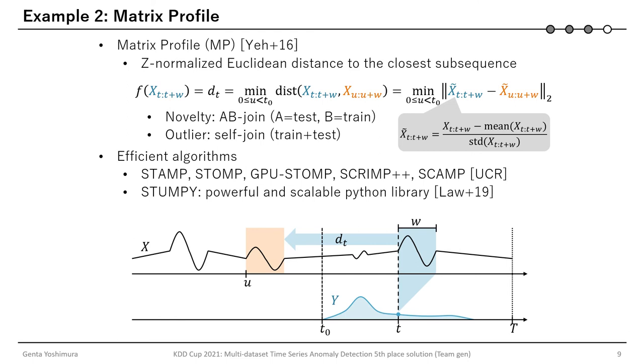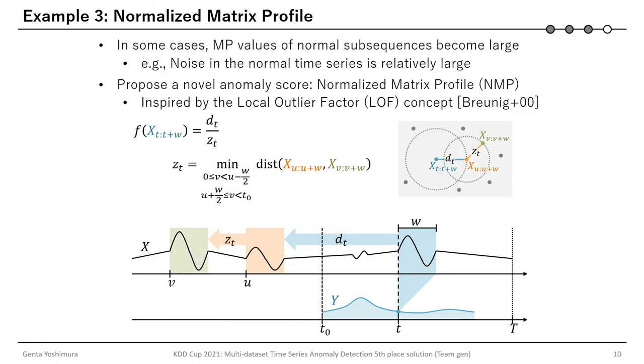There are several algorithms for computing the MP efficiently. In this competition, I use STUMPY, which is a powerful and scalable Python library. Although the MP is a promising anomaly score, in some cases, the MP values of normal subsequences become large, which leads to false detection of the normal subsequence. For example, this problem arises when the noise in the normal time series is large.